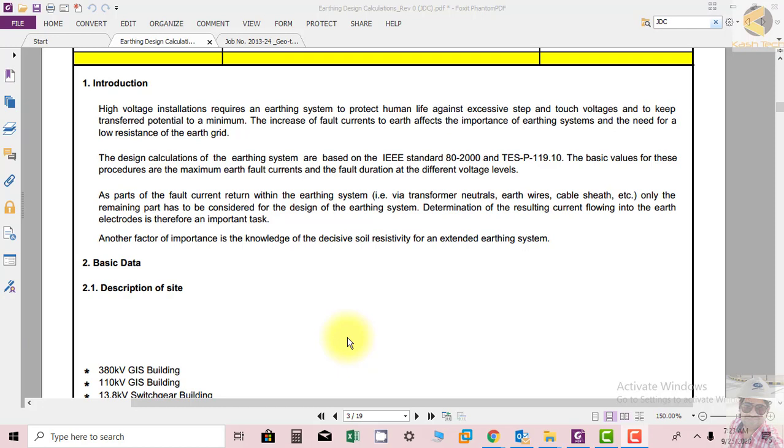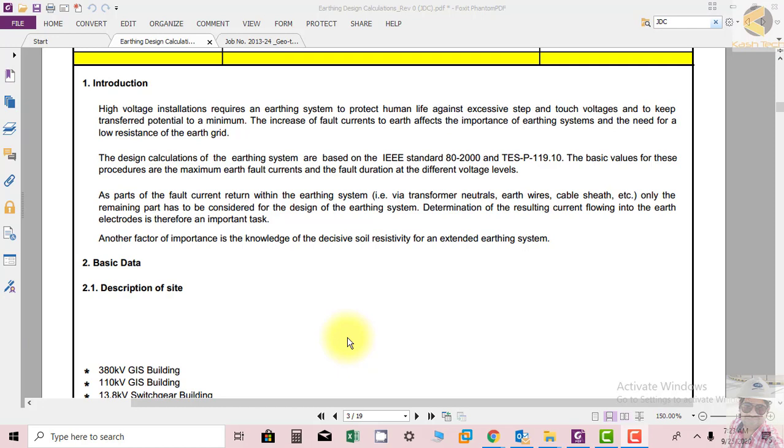High voltage installation requires an earthing system to protect human life against excessive step and touch voltages and to keep transferred potential to a minimum. So you have seen that here we explained why we are designing the earthing substation mesh. What are the purposes? It basically has two benefits. Number one is human safety.